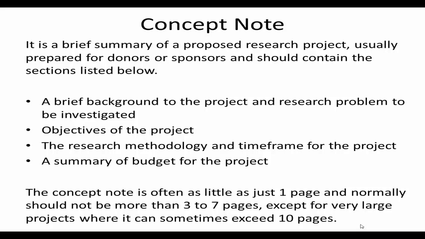So the concept note is usually what you submit to the donor or the sponsor. And as I said earlier, based on that, they would make a first selection or a screening of which project should then go on to do the full proposal. Now, the concept note should contain 3 or 4 sections. The first is the background to the project and the research problem to be investigated. The second is the objectives. Usually, you would break these objectives into main objective and specific objectives. And then the third section would be the research methodology and time frame for the project.